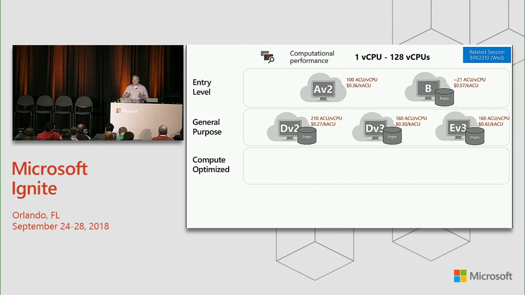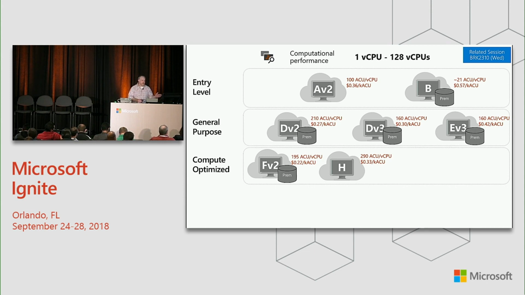For pushing even more CPU, we have a set of compute optimized or CPU optimized sizes. The first two on here is the FV2. FV2, if you look at that, is actually going to be the lowest overall price per ACU at 22 cents. So it's better than anything else you see on the board. But the H has the highest per core ACU value. It's non-hyperthreaded, running at 290 ACUs on our H series.